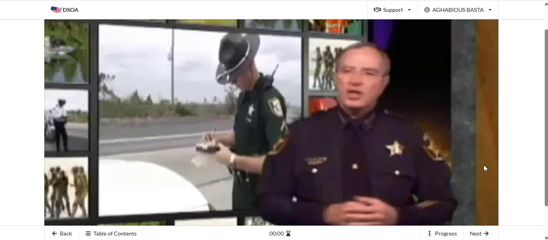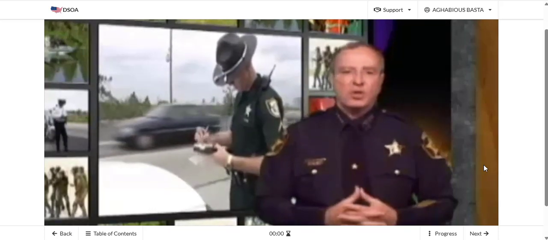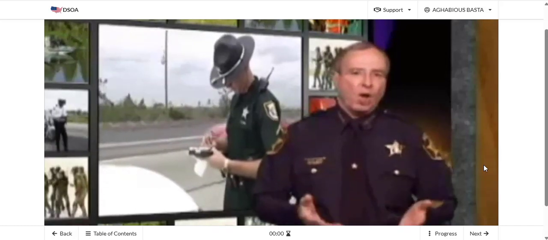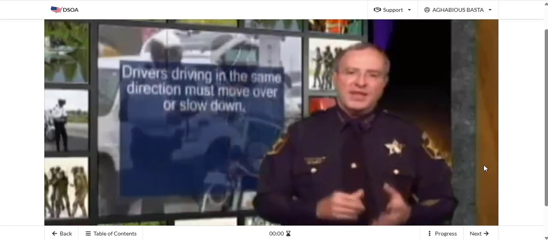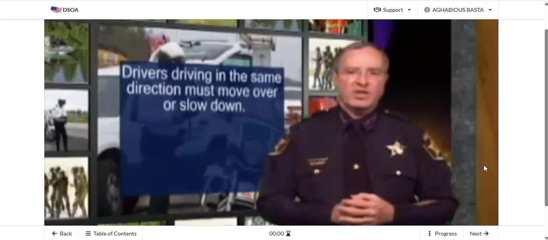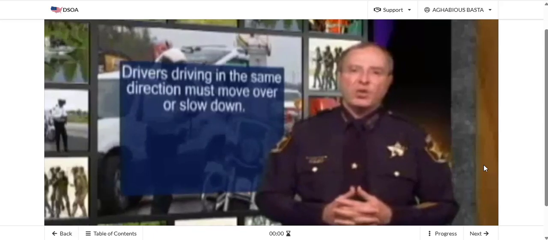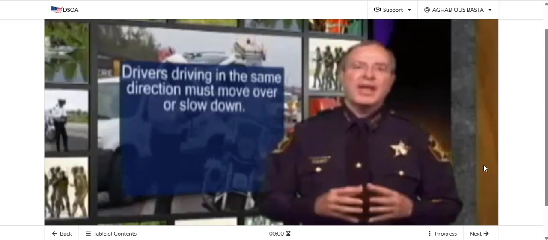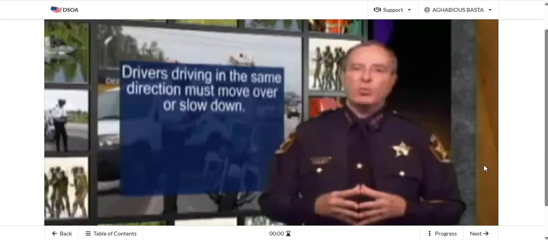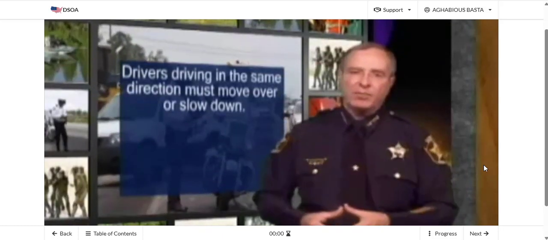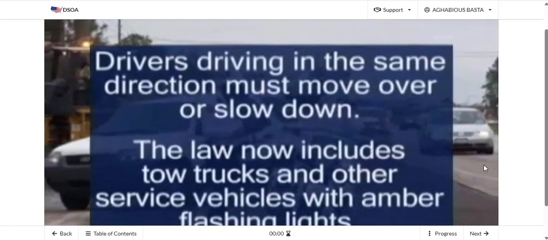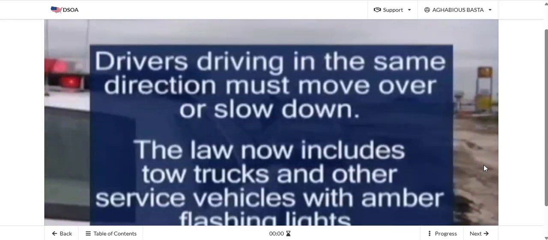Residents voted years ago to adopt a statute known as the Move Over Law to help protect those emergency workers and law enforcement officers. This law states that when a law enforcement vehicle or any other emergency vehicle is pulled off to the side of the road with its lights activated, anyone else driving on that road in the same direction must either move over or slow down. The law was recently amended to include tow trucks and other service vehicles with amber flashing lights.